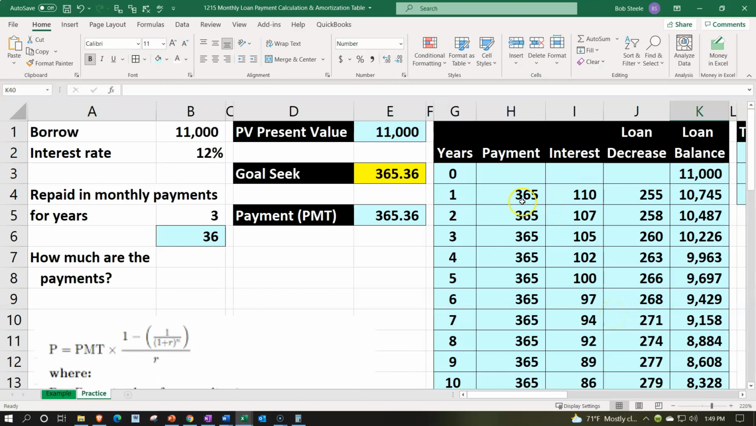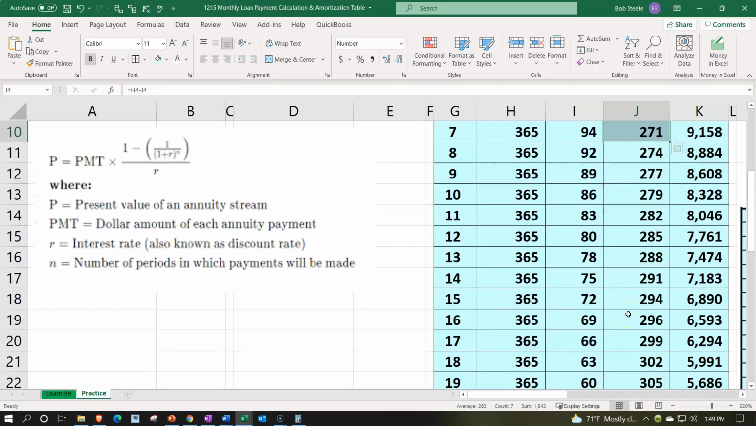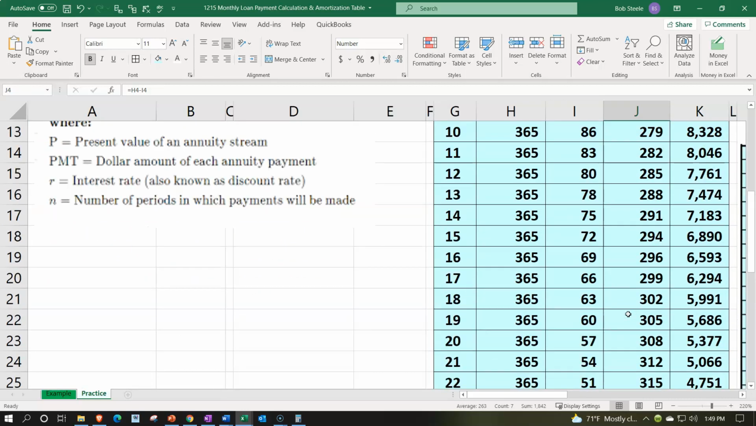So you can see the payment's the same. The interest goes down over time. The loan balance then, more of your payment is then a decrease in the loan balance over time. And this becomes quite significant, especially when you're looking at deductible kind of things like a home loan where the interest portion is deductible.